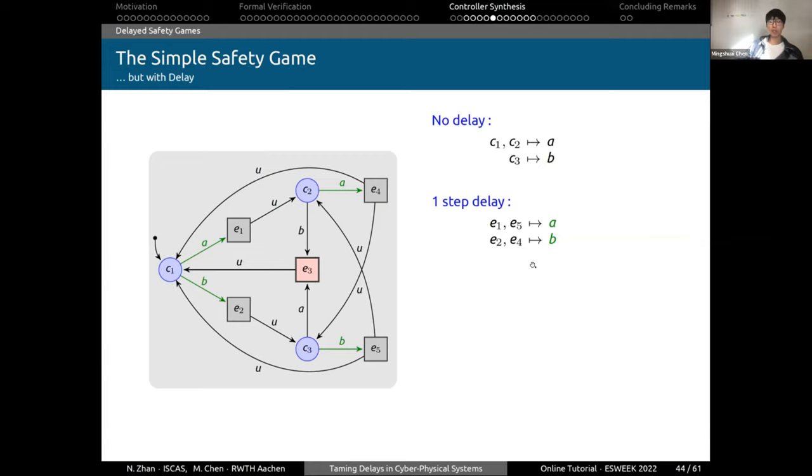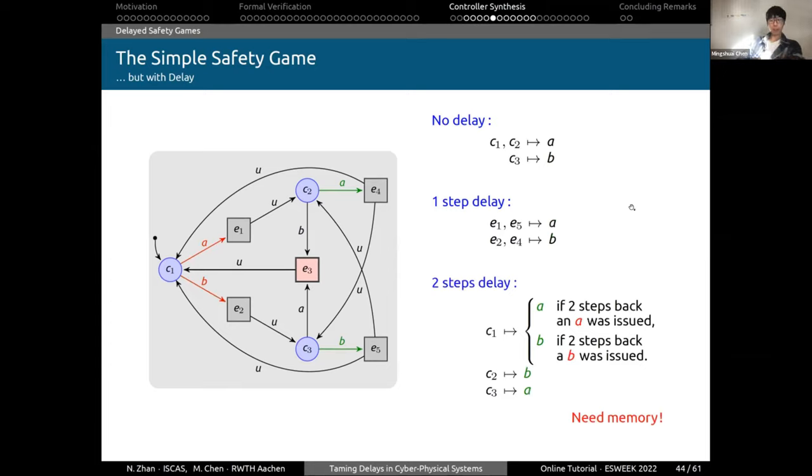And similarly, at state E2, for example, the strategy is B. That means already at this state, the controller decided that one time unit later, I will take B. Okay, I hope this is obvious to you. So this winning strategy, one can easily verify that it is indeed winning for the controller. If the controller follows this strategy, then the unsafe state E3 will never be reached.